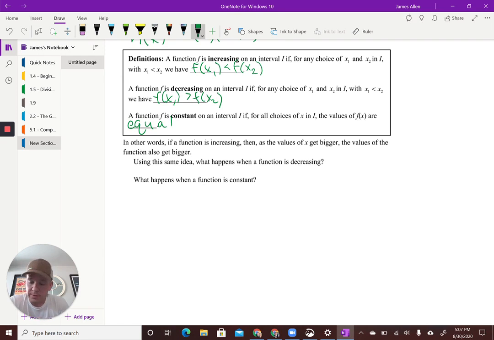Cool. So in other words, if a function is increasing, then as the values of x get bigger, the values of the function also get bigger. It's often helpful to put our very mathematically technical vocabulary into normal words, so we make sense of what we're saying with the proper math notation, what it means in real words. So it's helpful to have those too. Alrighty, using the same idea, what happens when a function is decreasing? We can use the same vocabulary. As the x values get bigger, the values of the function get smaller.